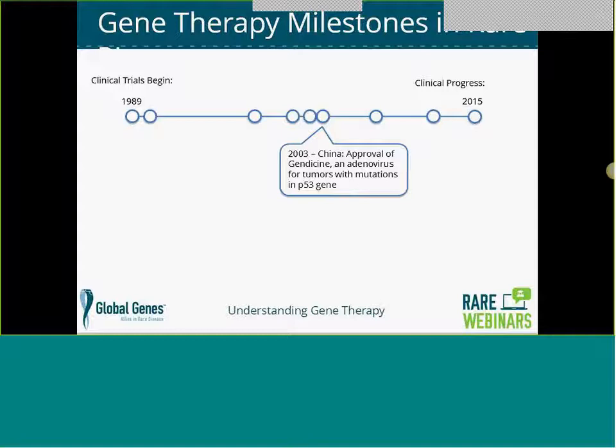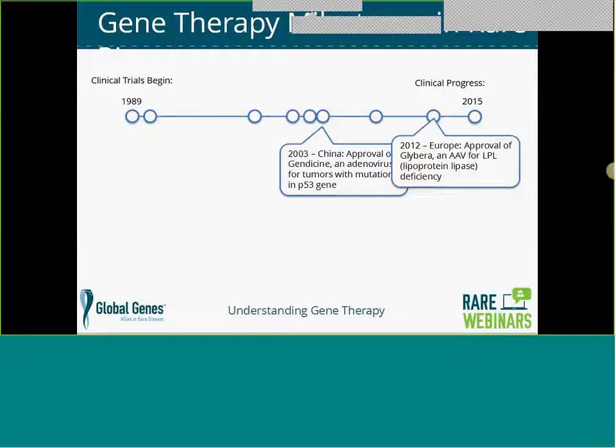And on the next slide, it shows that in 2012 in Europe, a compound called Glybera, which is again an AAV vector, but it's for an inherited disease called lipoprotein lipase deficiency, was approved in 2012, which was very exciting for the field.